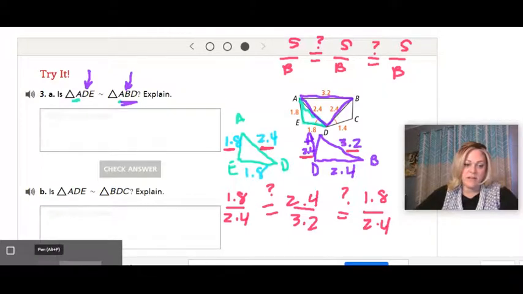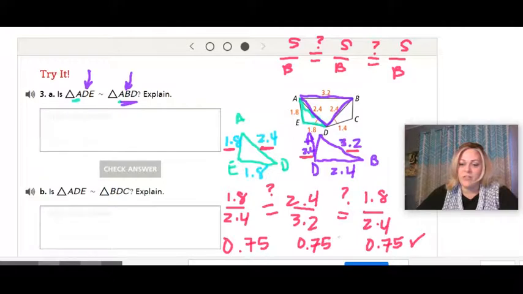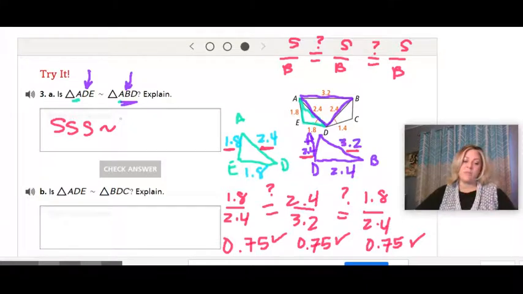So I am going to write on here what I got. I got 1.8 divided by 2.4 is 0.75. For this one, I got 0.75. And this last one, I should have gotten the same as the first, 0.75. So if I look, all three of these ratios are the same. So are these triangles similar? Yes, they are, by side, side, side similarity. And then you do the part B by yourself.